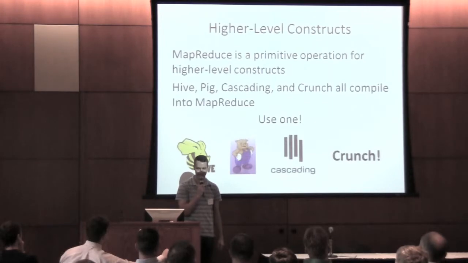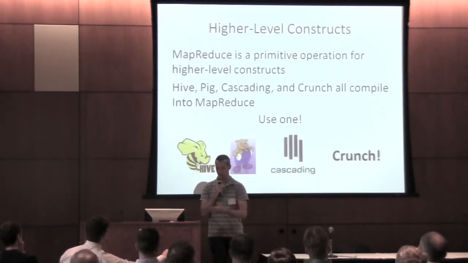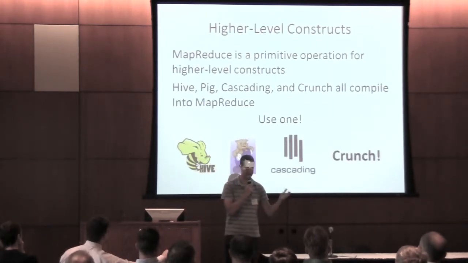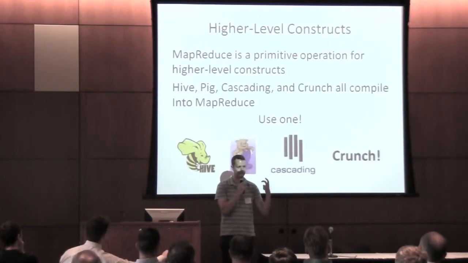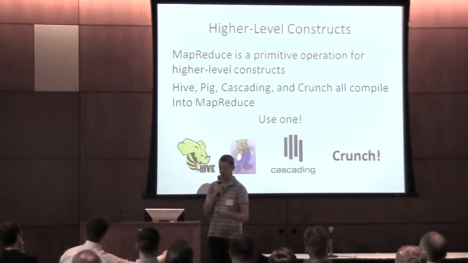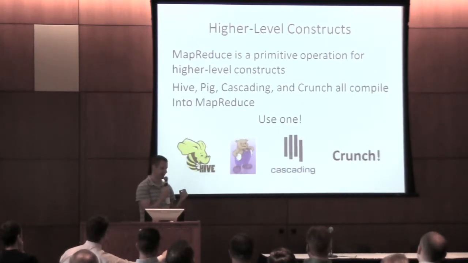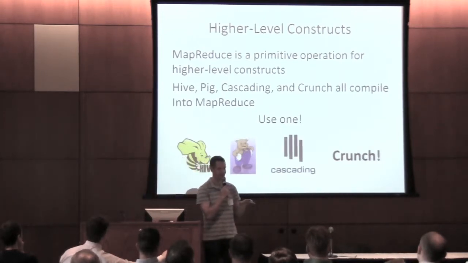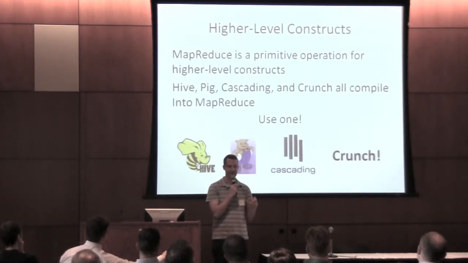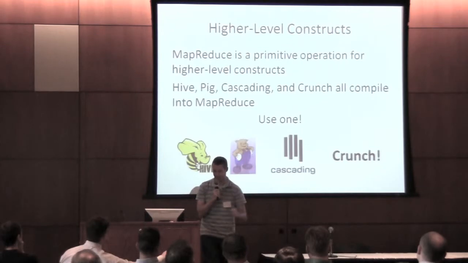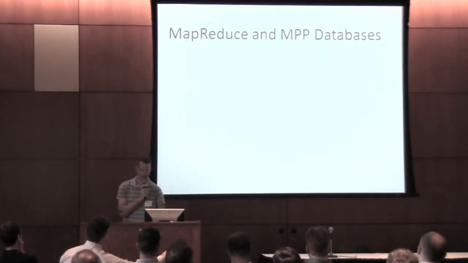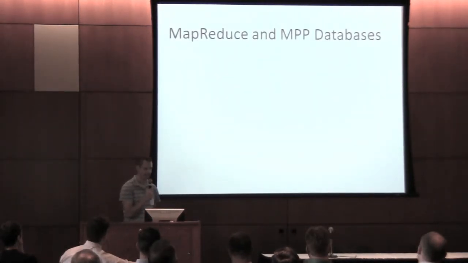So we talk about just in the Hadoop world, there's things like Hive, which is kind of an SQL-like language over Hadoop, or Pig, which is a more procedural style language. There's better APIs like Cascading and Crunch. So I think it's really important to understand these primitives, but I don't think you want to spend your days writing these low-level MapReduce jobs. Use a higher-level construct.